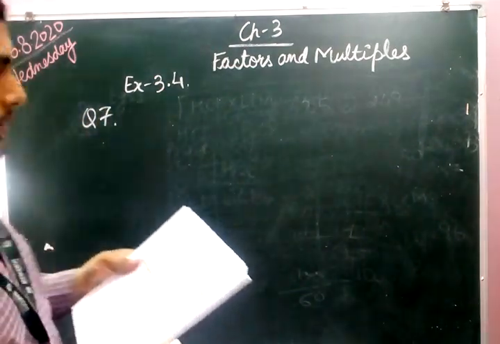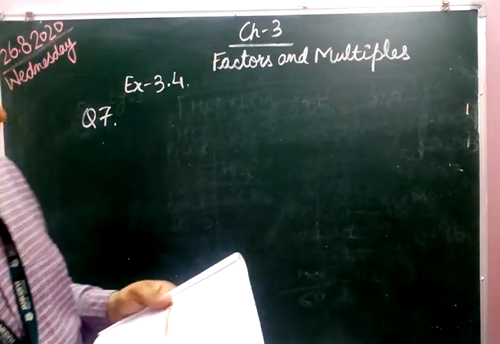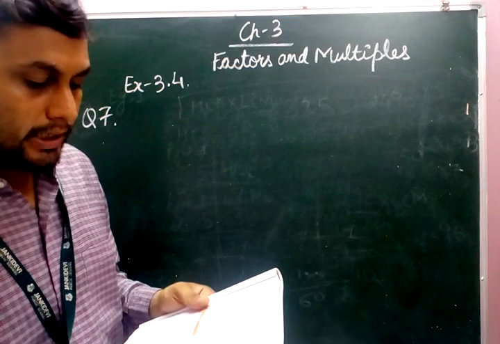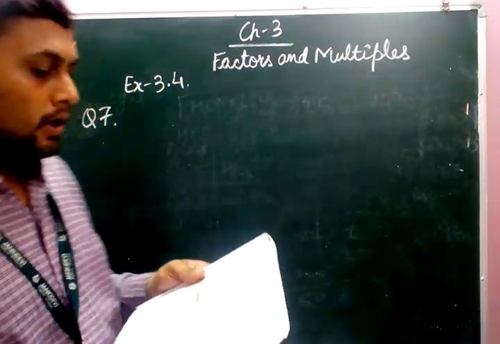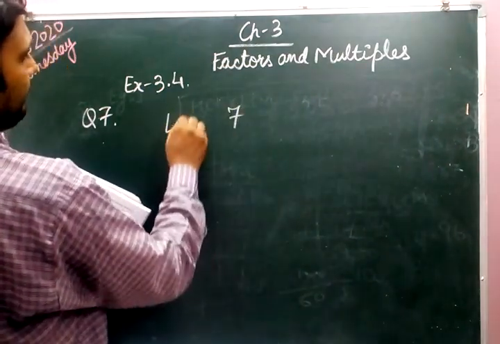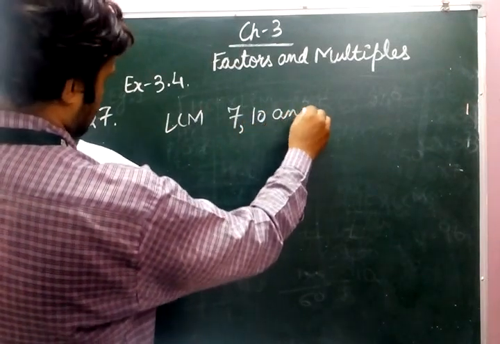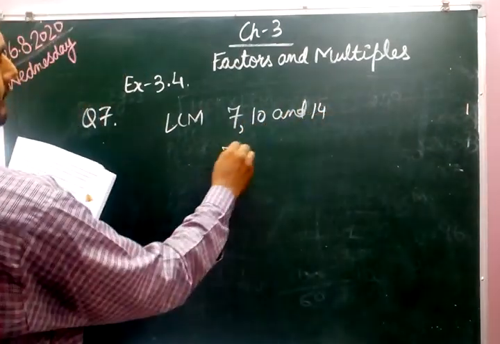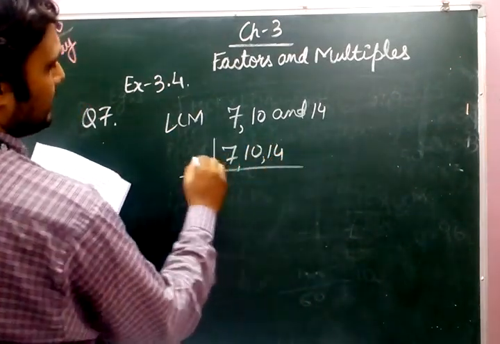Now the seventh question comes to you. Question 7. Three bells ring at intervals of 7, 10 and 14 minutes respectively. They begin by ringing together. After how long will they ring together again? So in this question you have to find the LCM of 7, 10 and 14.